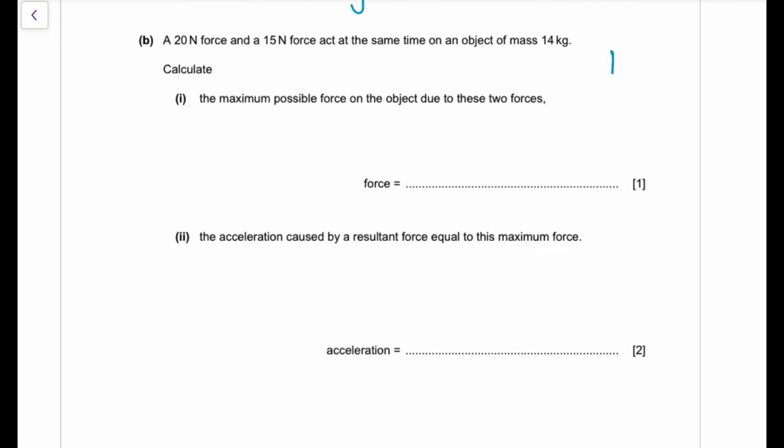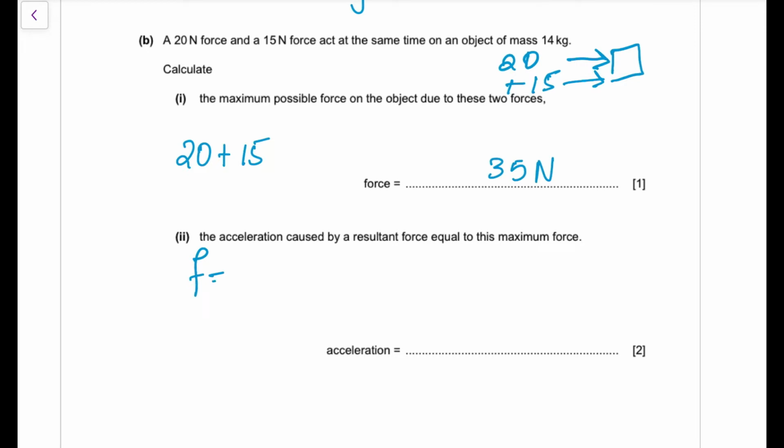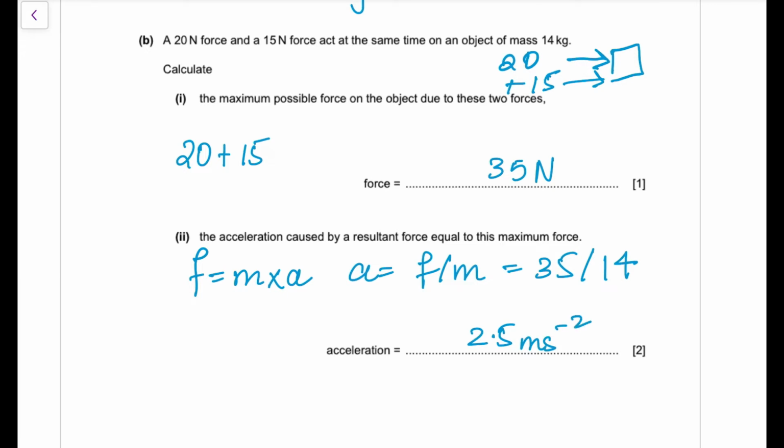So an object would experience maximum force when both of the forces are acting in the same direction. So that means you'll have to add up 20 and 15 newtons of force, which will be 35 newtons. Then calculate the acceleration caused by a resultant force equal to this maximum force. The resultant force is equal to mass times acceleration, which means acceleration is the resultant force divided by the mass that it's acting on. This will be 35 divided by 14 kg mentioned in the question, and this will be 2.5 meters per second squared.